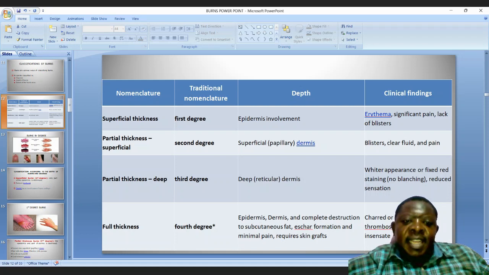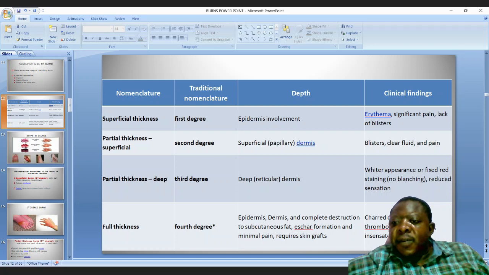Then there's deep partial thickness burns. So these are third degree. Partial thickness will affect the deep reticular parts of the dermis. So we see a white appearance or a fixed red staining, and we see reduced sensation because the deeper part of the dermis is affected. So you see that part of the nerves will be damaged.